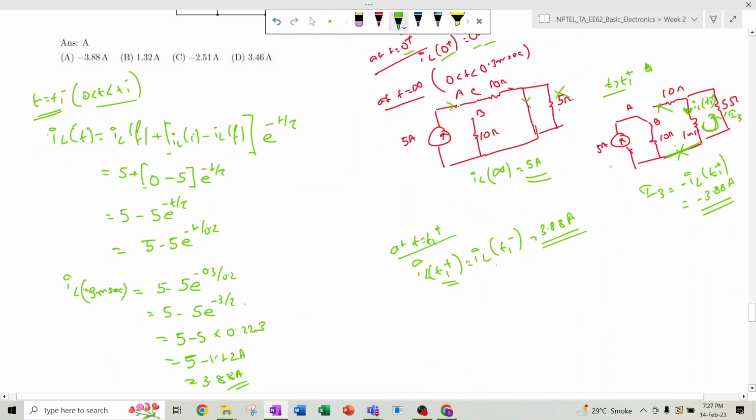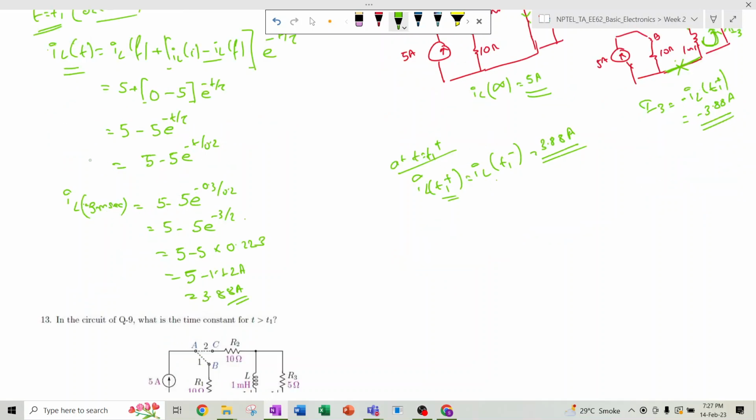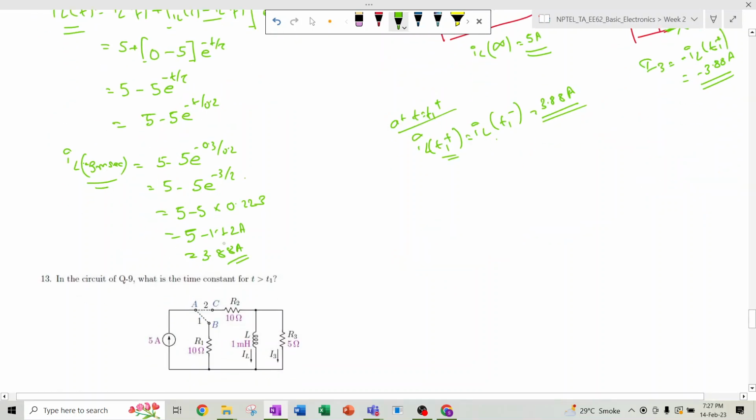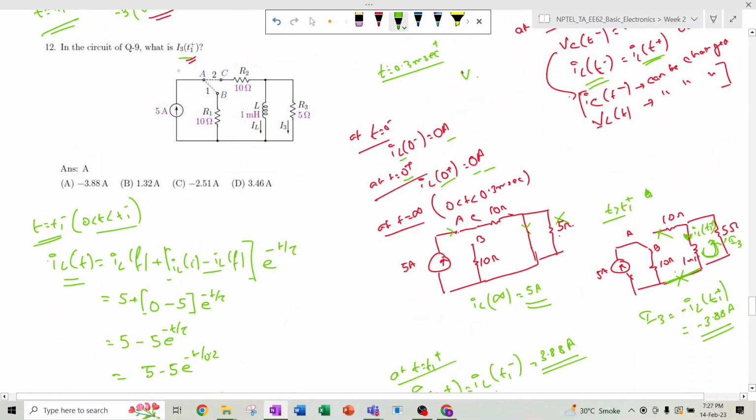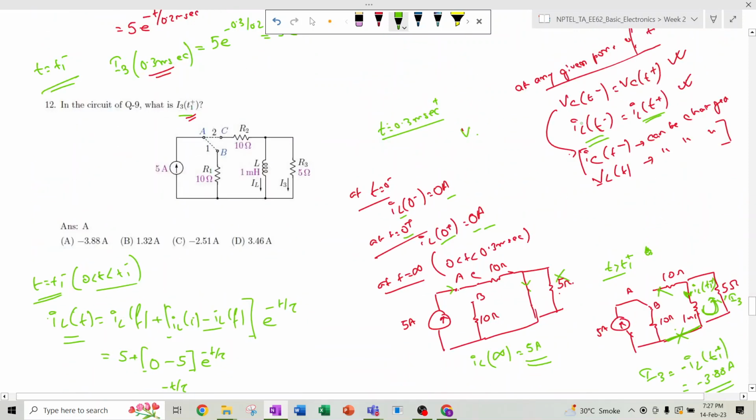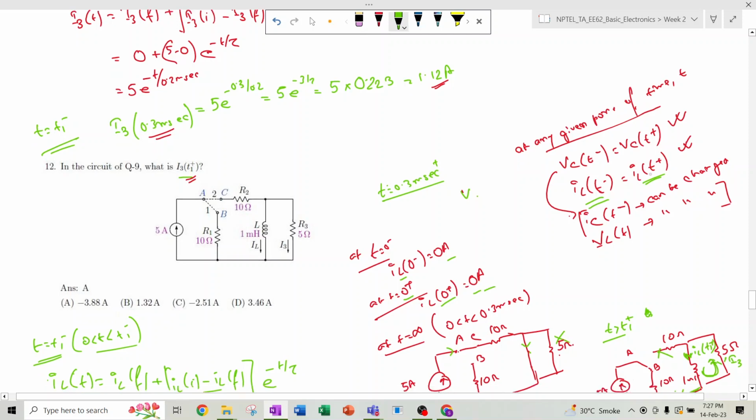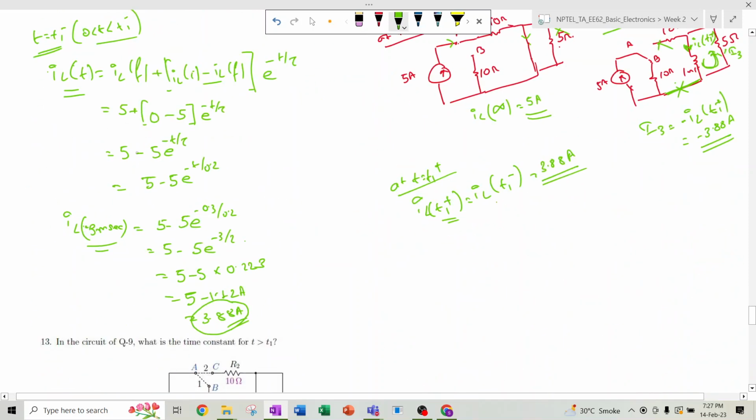So this final value is 5 milliampere, and this IL of t equation comes like this. We have calculated that at 0.3 millisecond the particular value is 3.88 milliampere. So this value should be at t equal to t1 plus also, because, as I have already discussed, IL at t minus is equal to IL at t plus. So whatever current is flowing just before 0.3 millisecond, the same amount of current will flow just after 0.3 millisecond. So it will be 3.88 ampere.